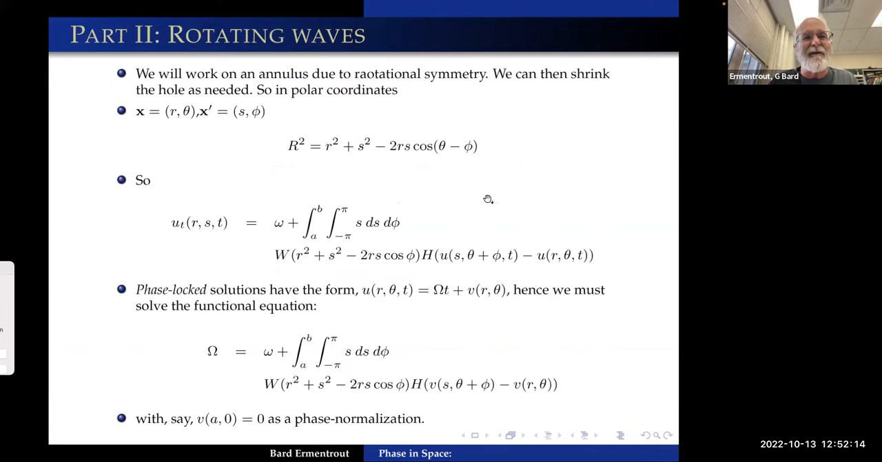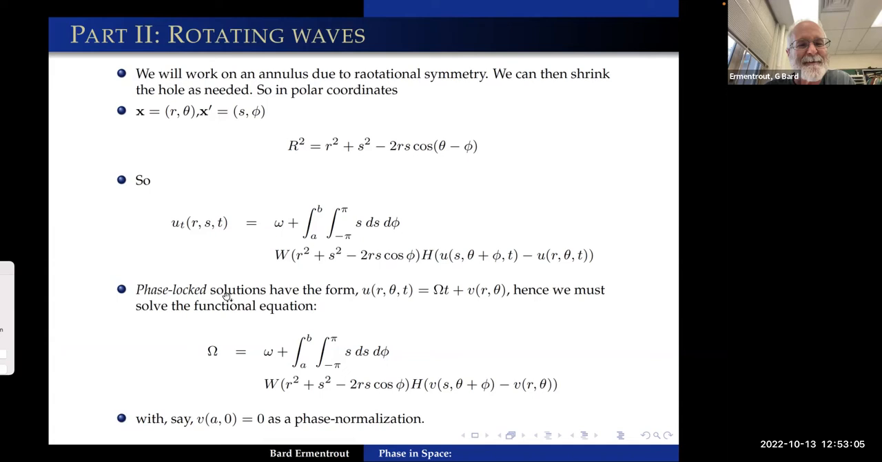All right, so I'm going to turn now to rotating waves, okay? So I'm going to work on the annulus due to its rotational symmetry. I can shrink the hole as needed. So this is a little more general than a disk. So I'm going to let X be r theta, X prime be s phi, then R squared is the absolute value of X minus X prime squared. And that turns out to be R squared is little r squared plus s squared minus 2rs cosine of the phase difference. So we end up with this integral differential equation in 2D in polar coordinates, where little a is the inner radius and b is the outer radius of the annulus.